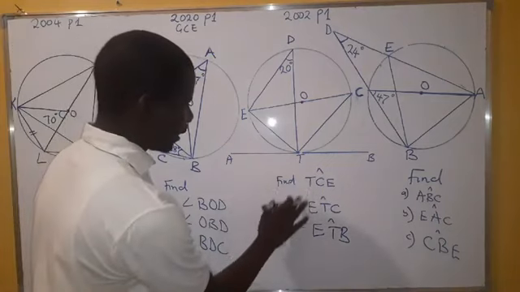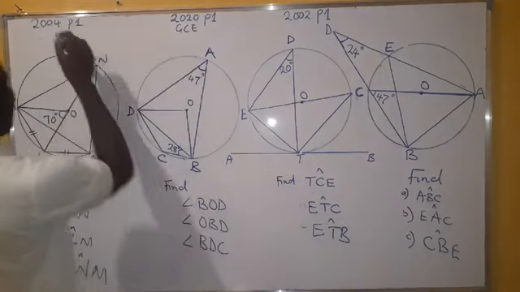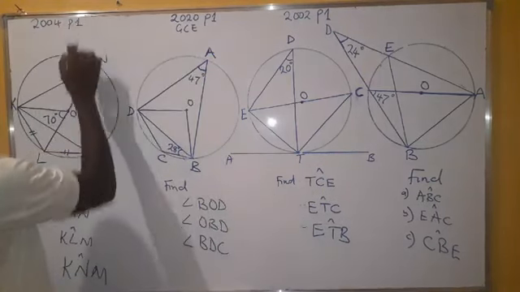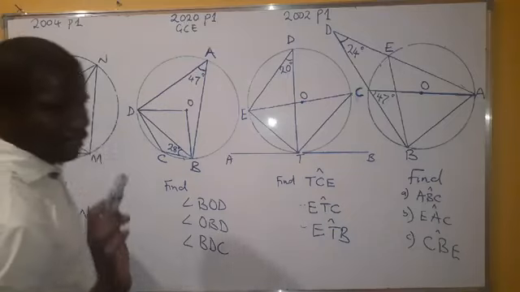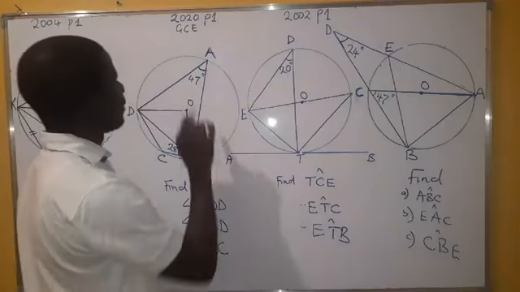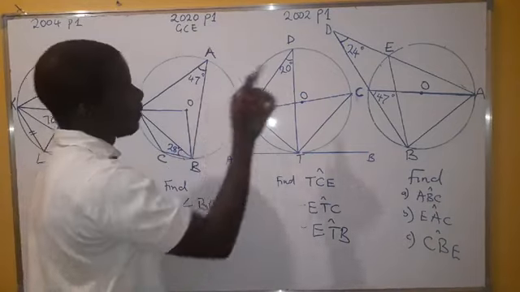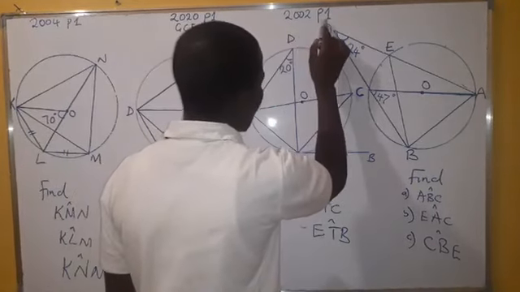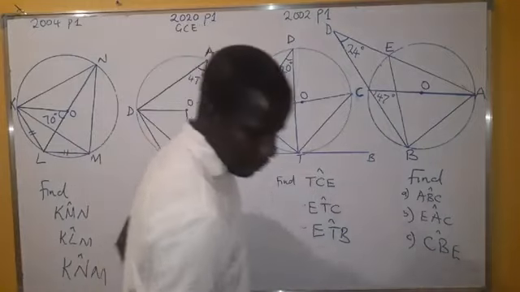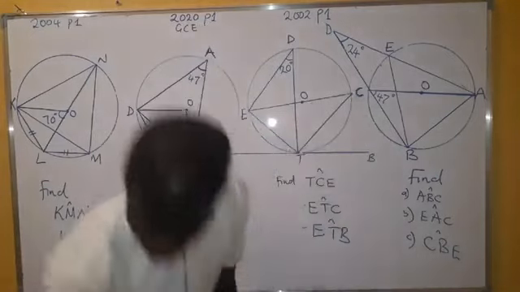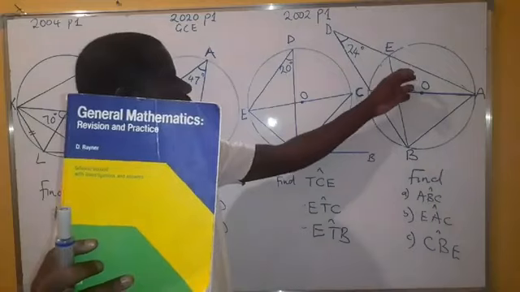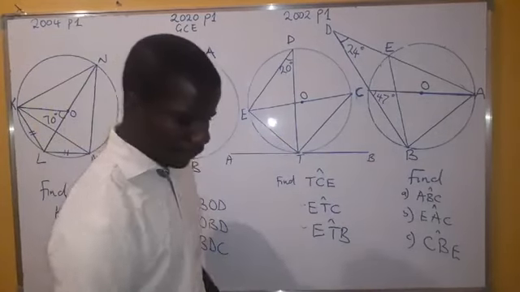So, just like I indicated, this question came in 2004, paper 1. That is ECZ. This one was in 2020, paper 1, GCE. This one was in 2002, paper 1. This one, I just got it from this textbook. This one, I got it from this textbook.